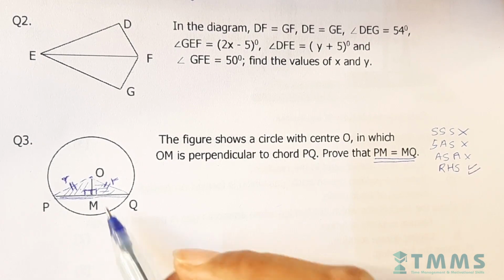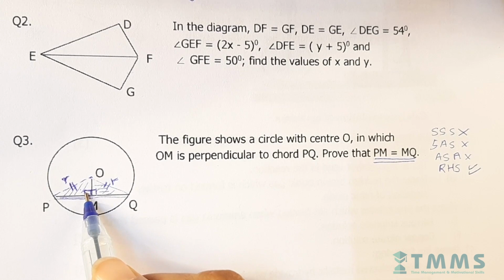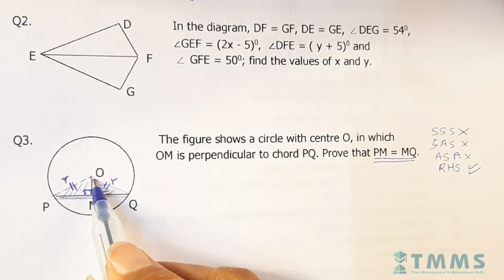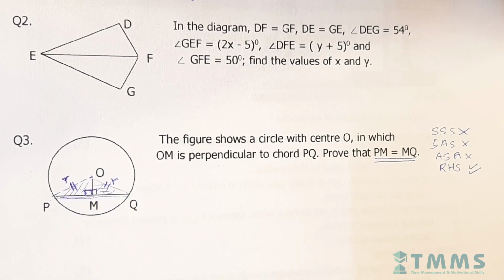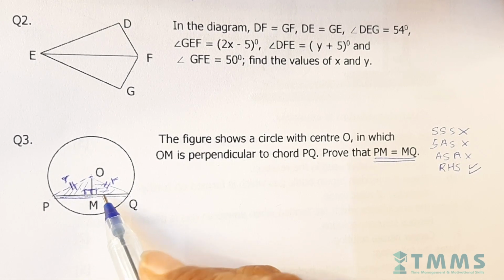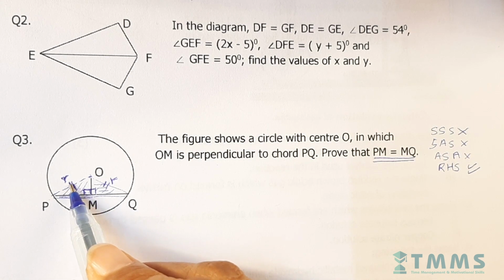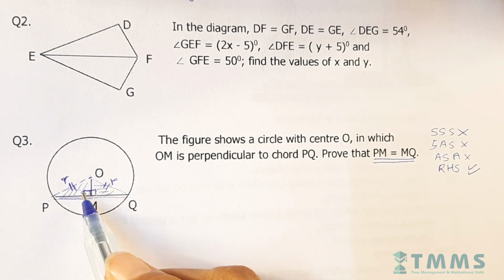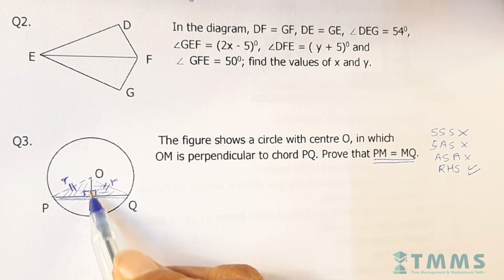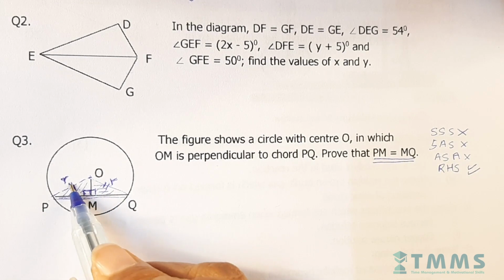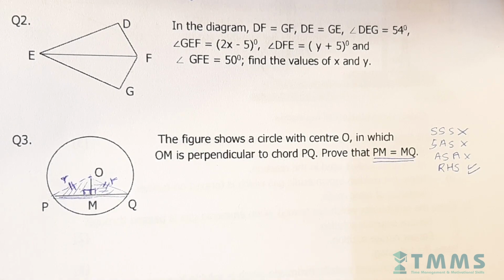Let us see how we apply this. Right angle is there. OP becomes the side opposite right angle. OQ becomes the side opposite this right angle. And so you see that right angle, then we have the hypotenuse which is equal, and the third side is OM. So you see it is the RHS test for congruency. So we'll write just that.